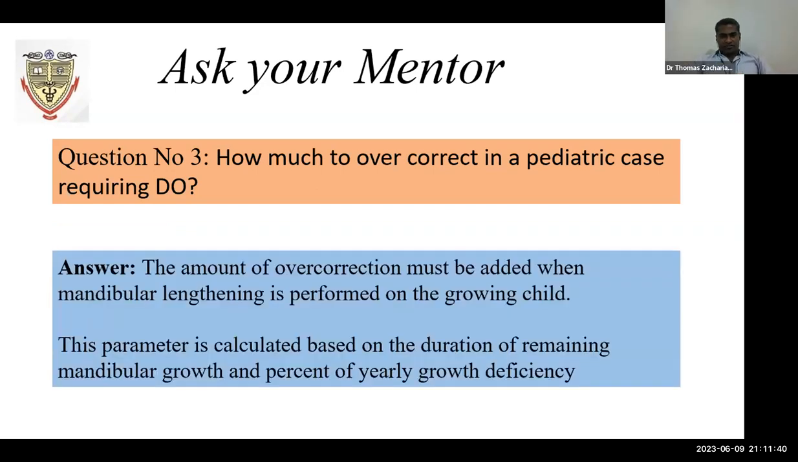I was referring to this textbook, Samchukov. According to them, you have to consider two factors. The amount of overcorrection must be added when mandibular lengthening is performed on the growing child. You have to overcorrect in a growing child because you have to factor in that growth. This parameter is calculated based on the duration of remaining mandibular growth and the percentage of yearly growth deficiency.